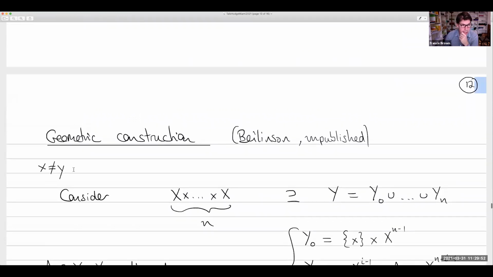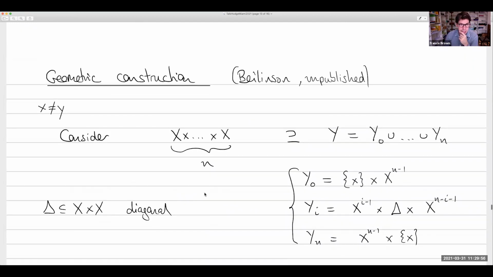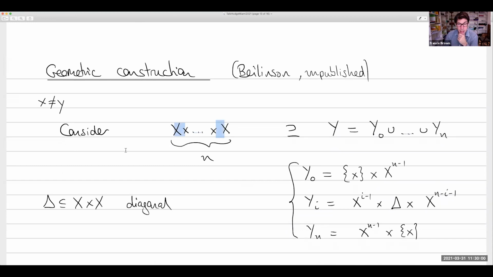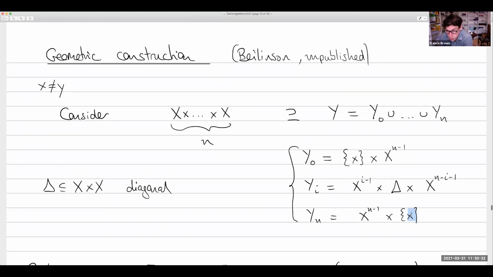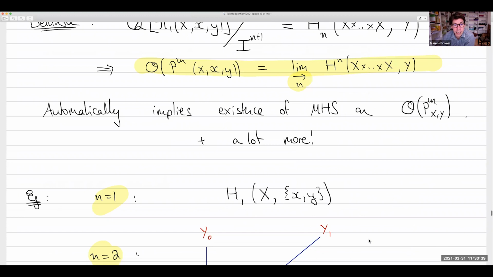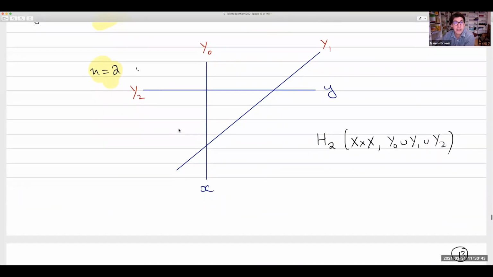So let's just look at the case where x is not equal to y. And his construction is as follows. You take the product of X with itself n times. And inside that, you have a very natural divisor, which has n plus 1 components. The first component is the vertical one based at the point x. The intermediate ones are just consecutive diagonals. And the final one, oh, I apologize, here's a typo. This should read y here. So it should be the horizontal one passing through the point y. So to make this more clear, here's a picture in the case n equals 2. So we've got X cross X.